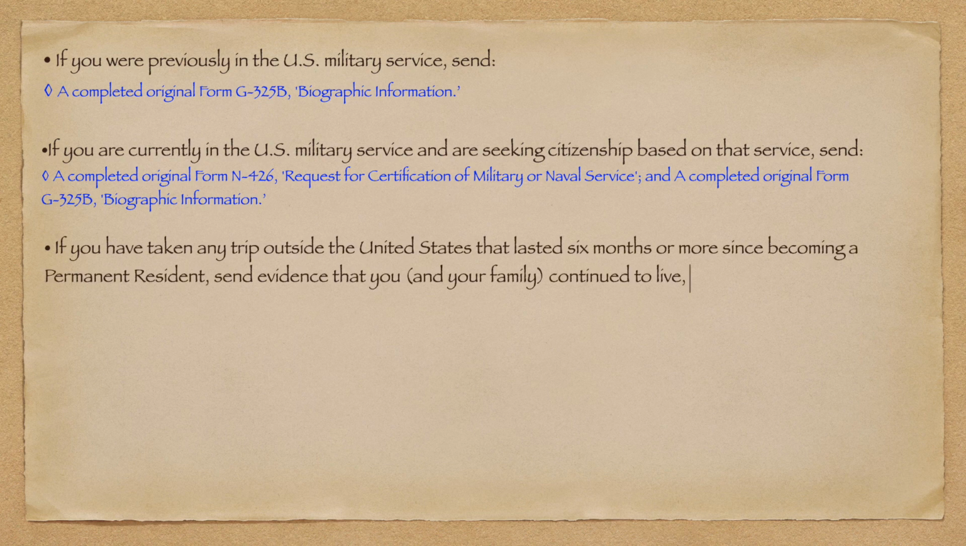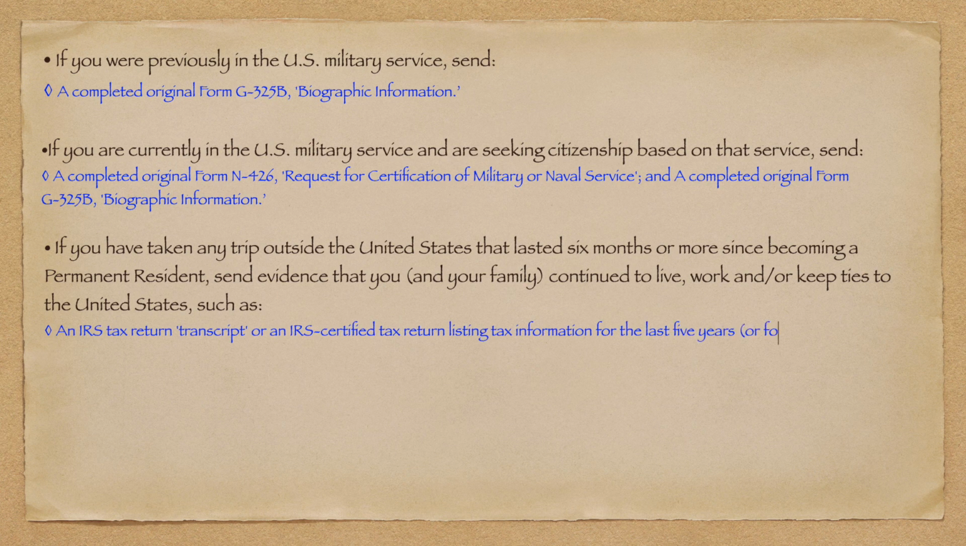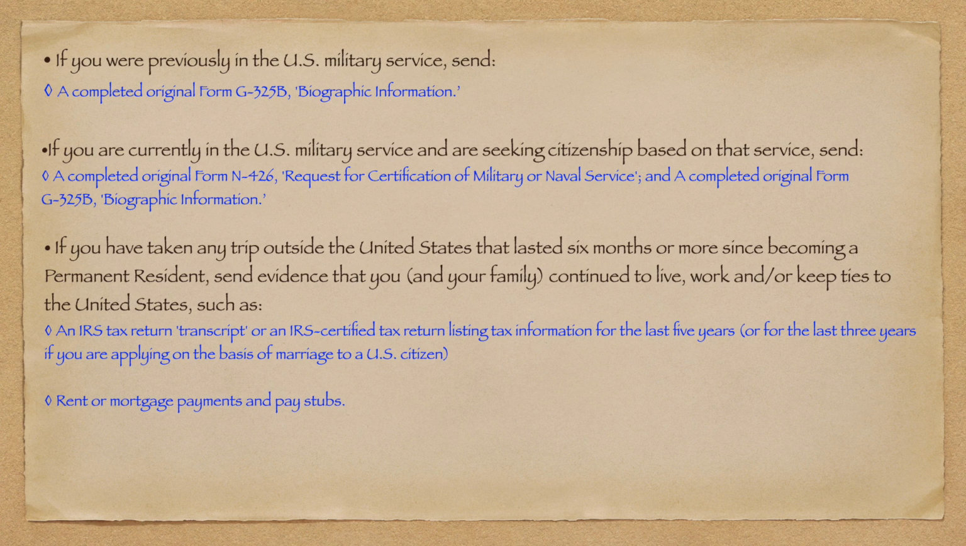And if you have taken any trip outside the United States that lasted 6 months or more since becoming a permanent resident, send evidence that you and your family continue to live, work, and or keep ties to the United States, such as an IRS tax return transcript or an IRS certified tax return listing tax information for the last 5 years, or for the last 3 years if you are applying on the basis of marriage to a U.S. citizen, and or rent or mortgage payments and pay stubs.